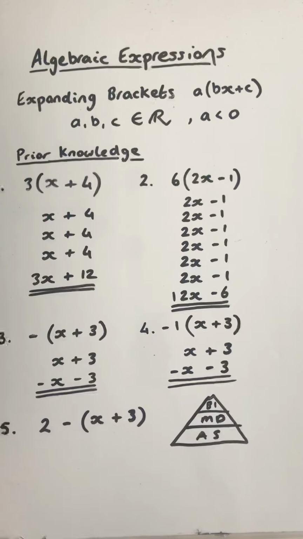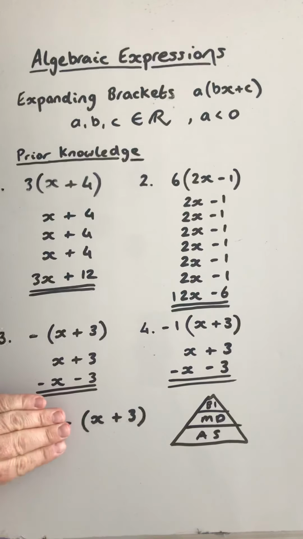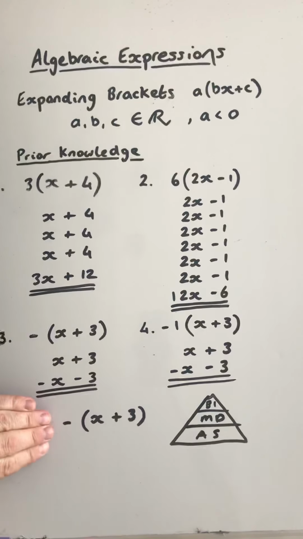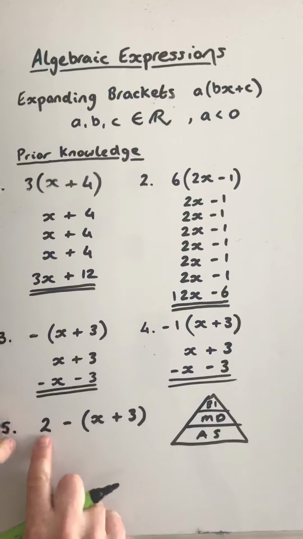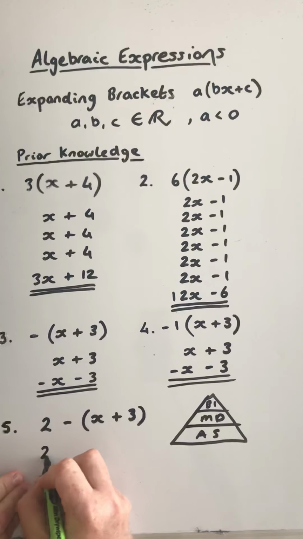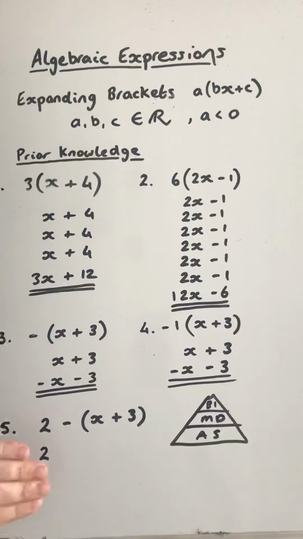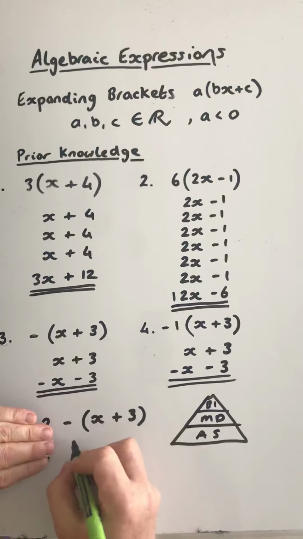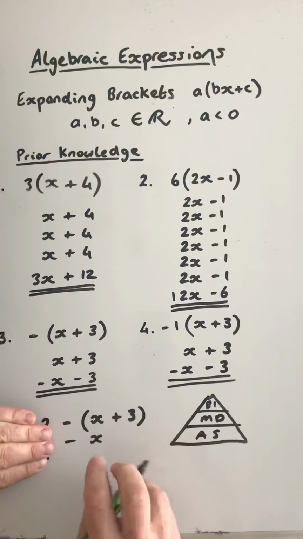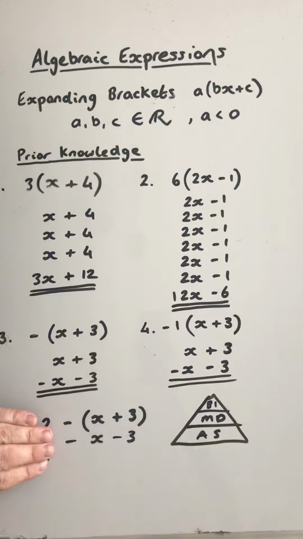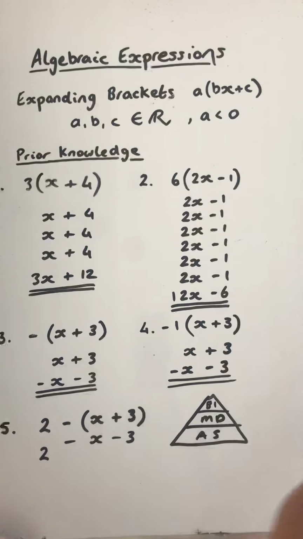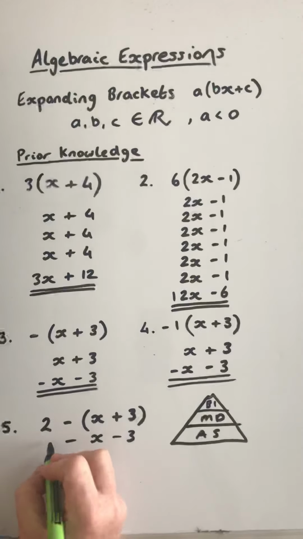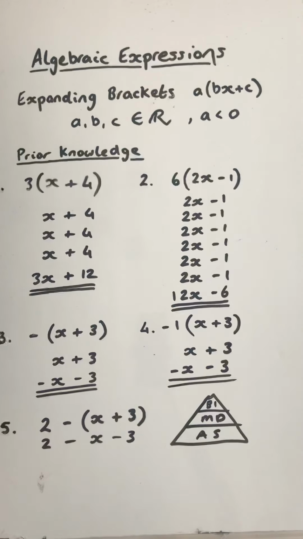There are definitely brackets here. We've got a grouping of x plus 3, but we've got a negative grouping of that. So this isn't the first thing that we do. We've got a negative grouping, so we've got a negative x and a negative 3. So as the operations, 2 minus x minus 3.